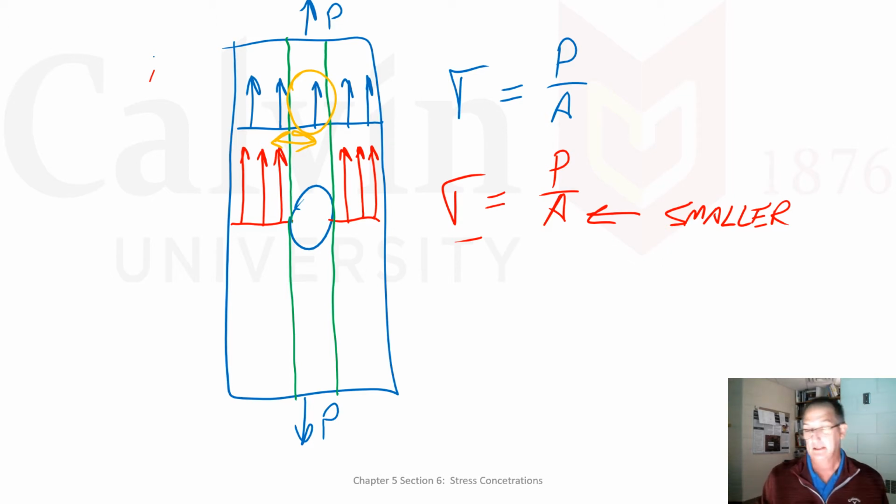Well, let's talk about how this actually works, because it doesn't work like blue and it doesn't work like red. Far away from the hole, it does work like the blue, that we get some average stress. And you saw this in the FEA problem that you did. But it doesn't work like red. The red line is inaccurate.